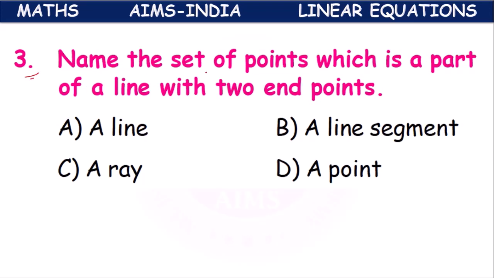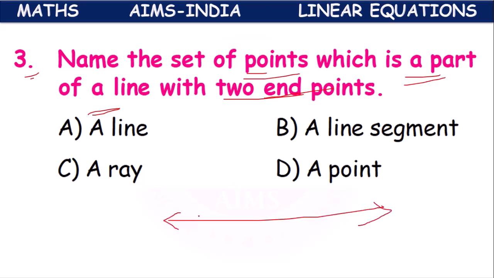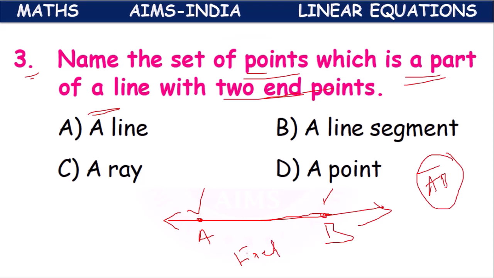Next, third question. Name the set of points which is a part of line with two endpoints. So if this is a line, and A is one point, then B is one point. So this AB part is a part of line which is having two endpoints. One is A, another one is B, which cannot be extended, or whose magnitude is fixed. So it is an example of line segment. So answer option B, line segment.